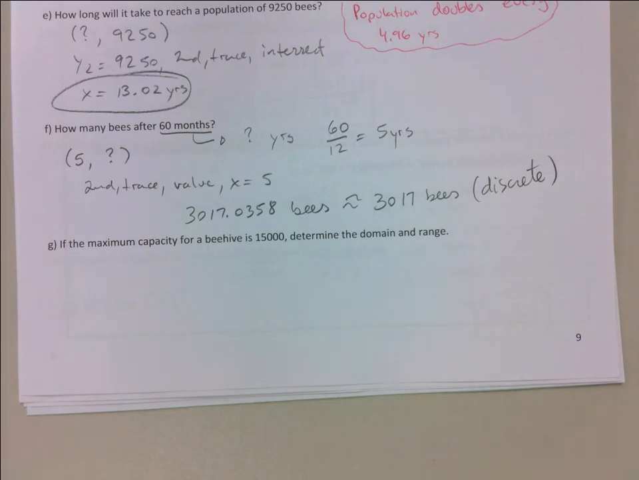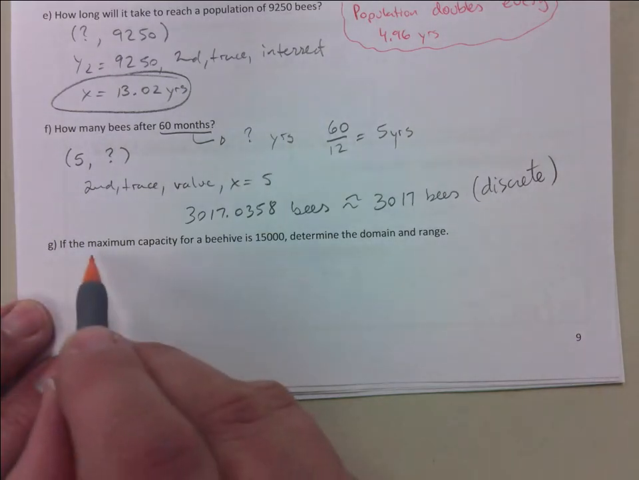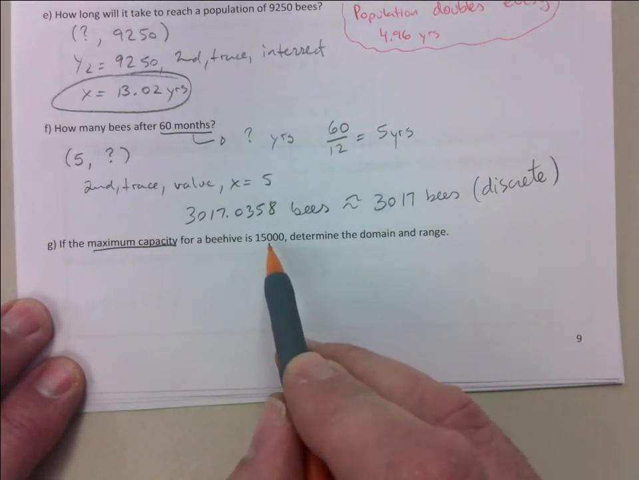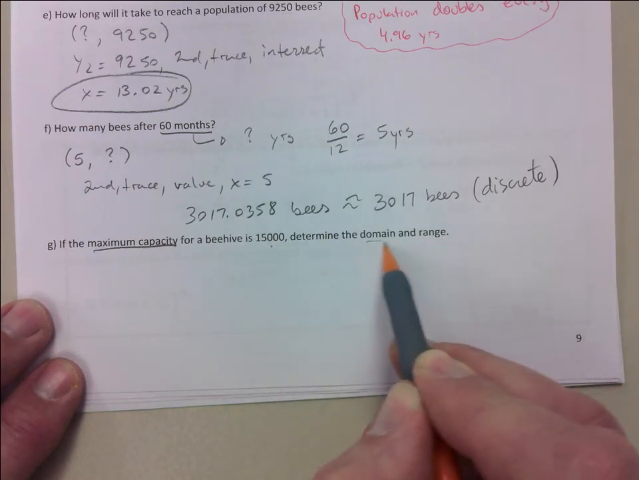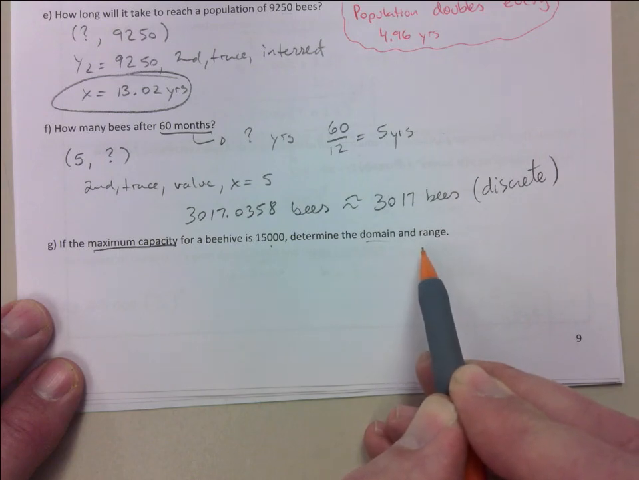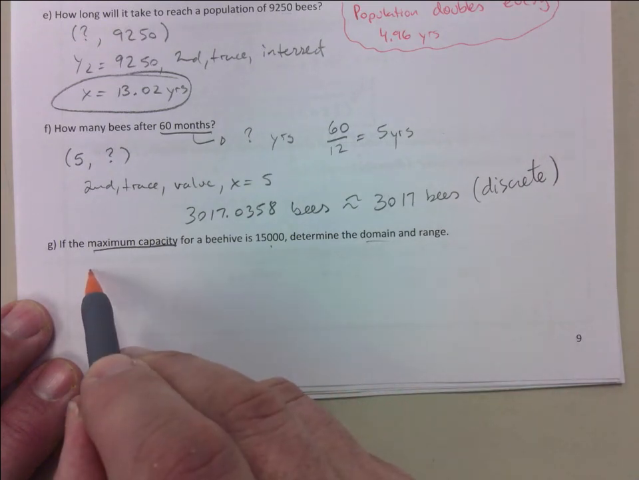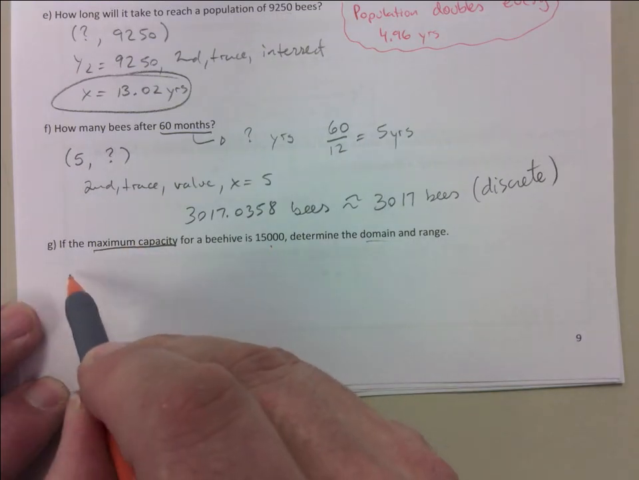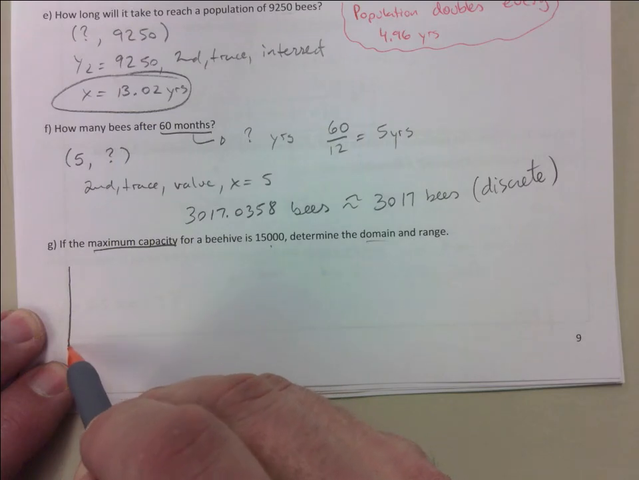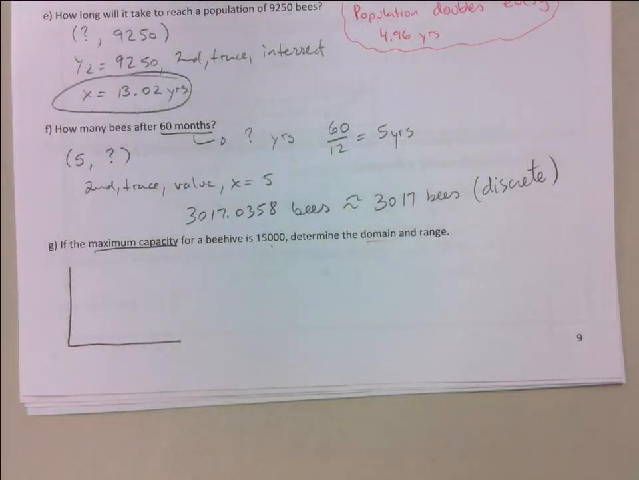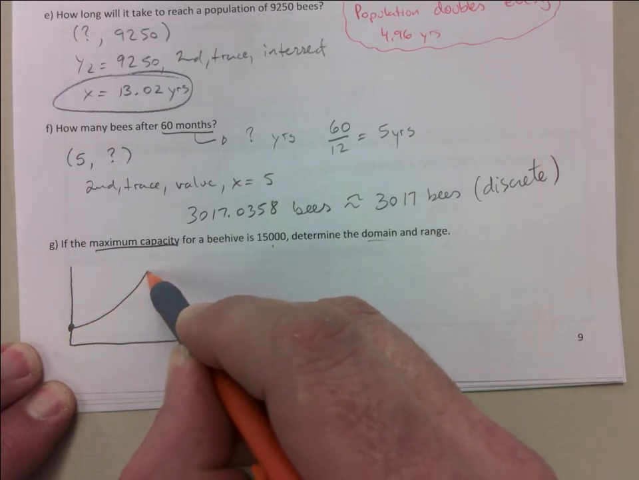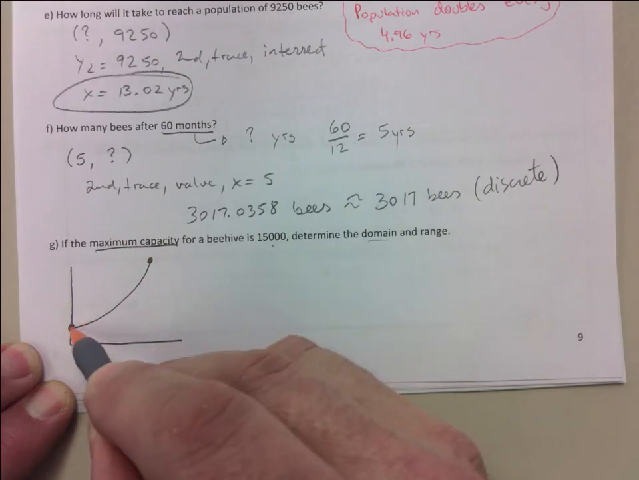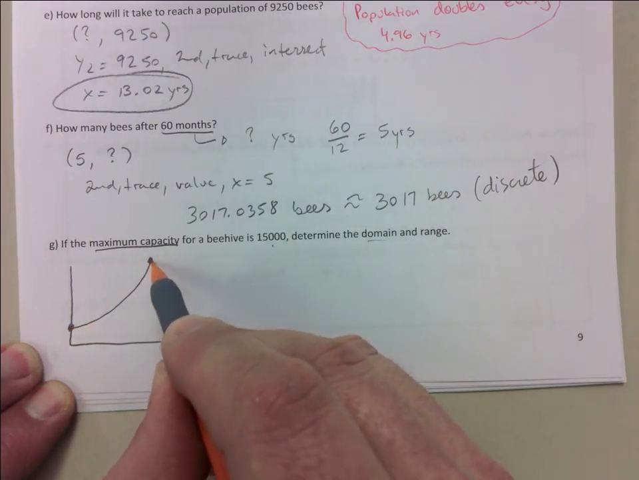Watch this. If the maximum capacity for a beehive is 15,000 bees, determine the domain and range. What does that mean? It's basically saying this, folks, okay? Let's make a sketch. I love sketches for my domain and range. It makes it easier. We know it starts here, and then it grows, okay? So there is a start to it, and right now we put a stop to it as well.